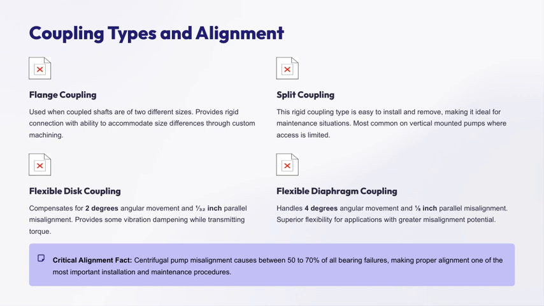This type offers some flexibility, compensating for up to 2 degrees of angular movement and a 32nd inch of parallel misalignment. It also helps dampen vibrations while transmitting torque, making it suitable for systems where some misalignment is inevitable. Then there's the flexible diaphragm coupling. It handles even greater flexibility, managing up to 4 degrees of angular movement and a 1/4 inch of parallel misalignment. This makes it perfect for applications with significant misalignment potential, ensuring smooth operation and longevity.